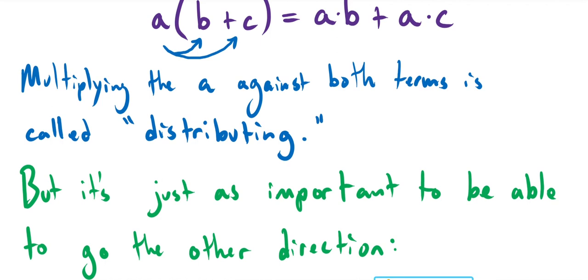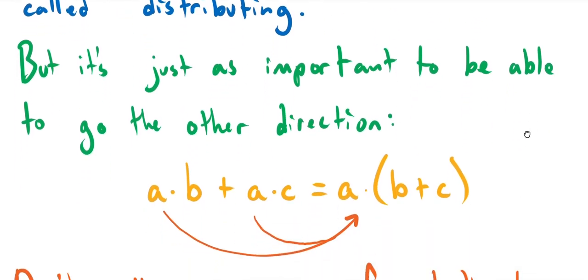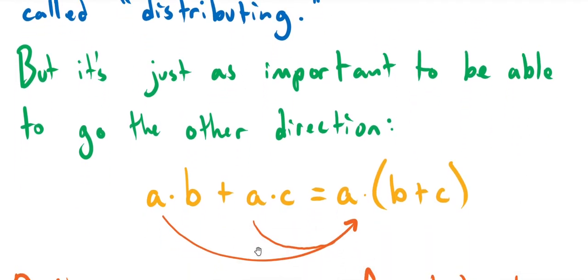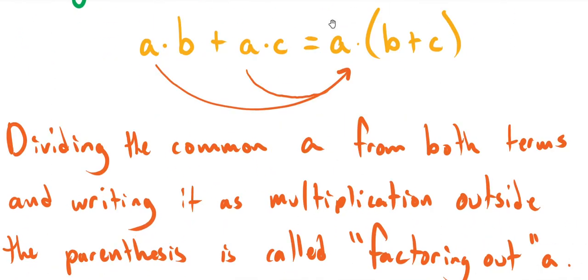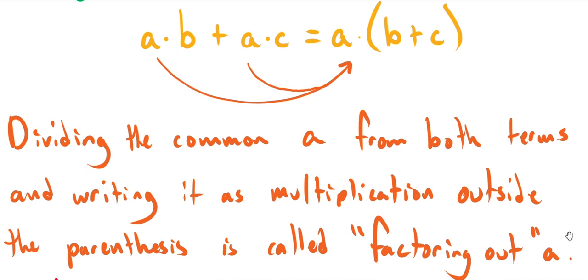Now, it's just as important to be able to go in the other direction, to read this equal sign from right to left instead of left to right. So here I've sort of flipped the equal sign to show that happening. A times b plus a times c. If there's a common a to both terms, that can be brought out front and multiplied against the sum in parentheses. And essentially what we've done is divided an a from both a times b and a times c to just get b and c, and then we put the a up front. This is called factoring out a.